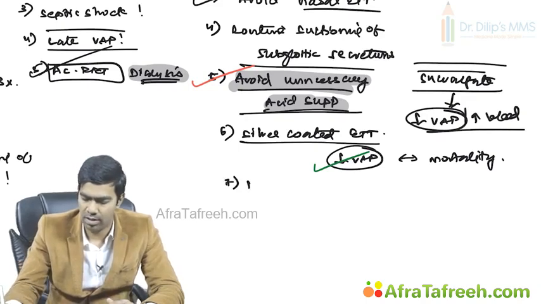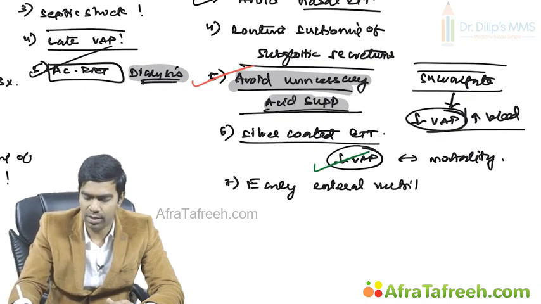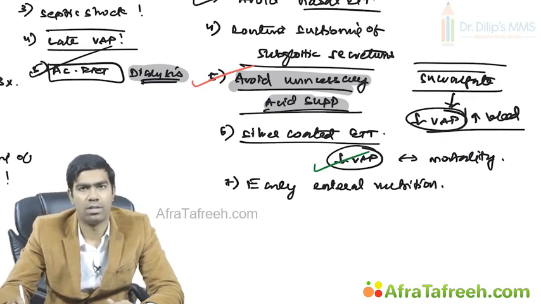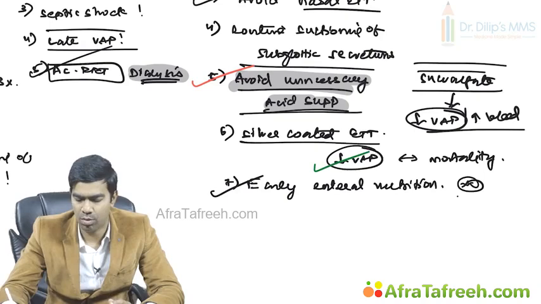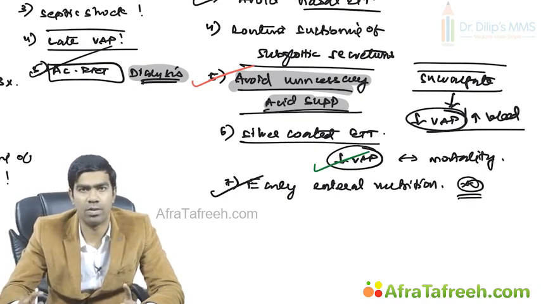Finally, early enteral nutrition. I told you absence of enteral nutrition is again a very important risk factor for bacterial translocation. To avoid that, give early enteral nutrition. So that's also a very important point. And avoid unnecessary total parenteral nutrition, TPN. So do not use parenteral nutrition as much as possible.